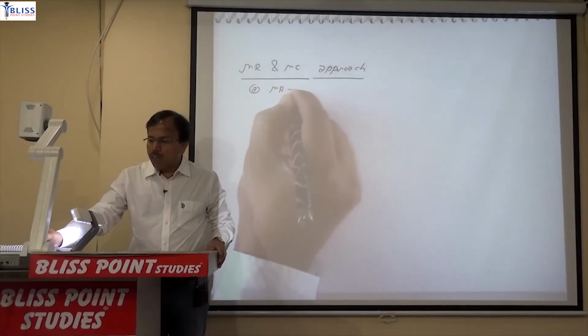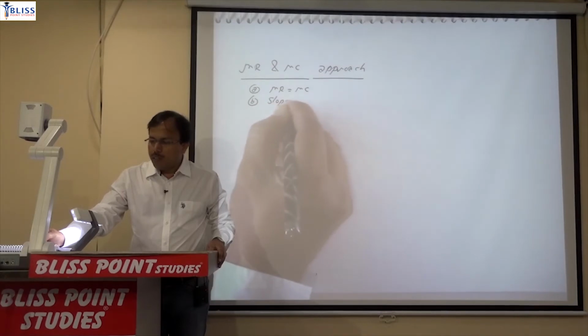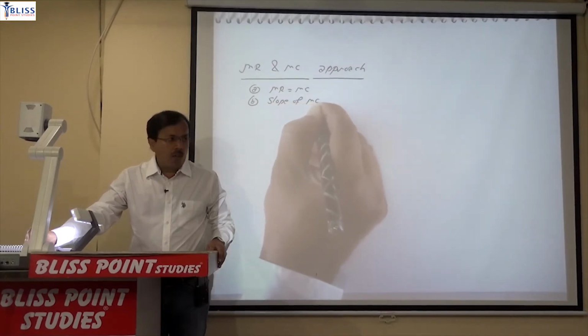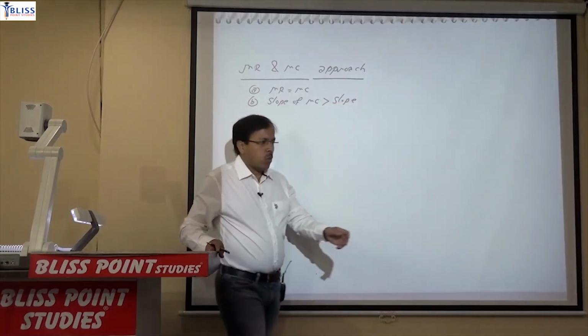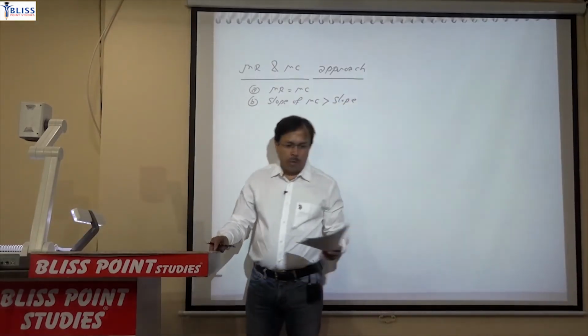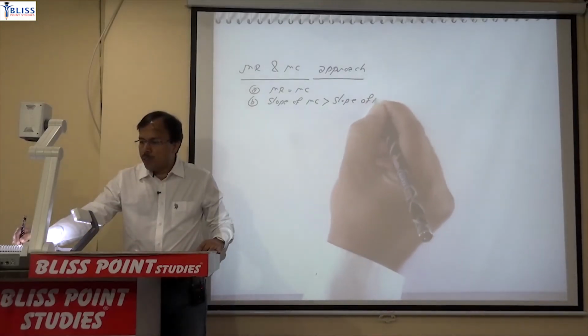A. MR equal to MC, and B. Slope of marginal cost will be greater than slope of marginal revenue. Slope of MC greater than slope of MR.